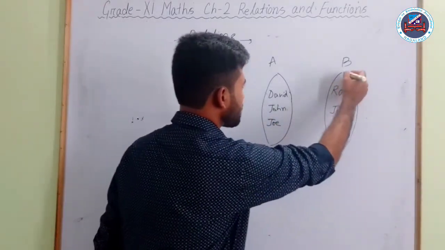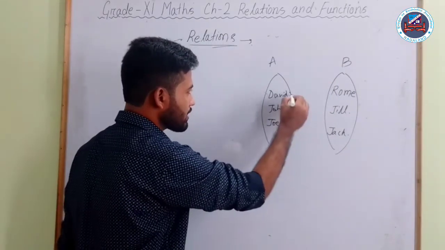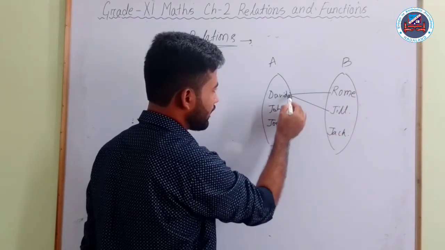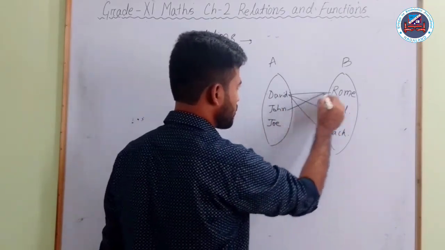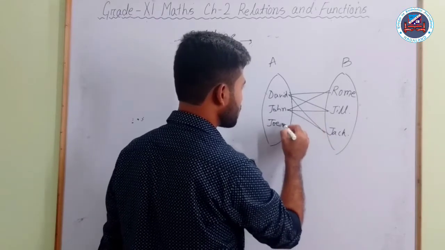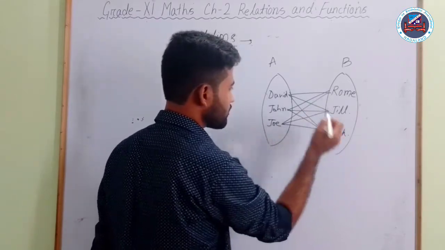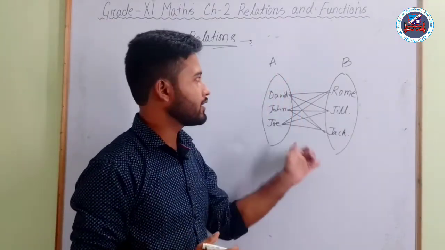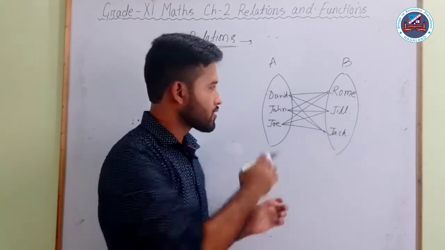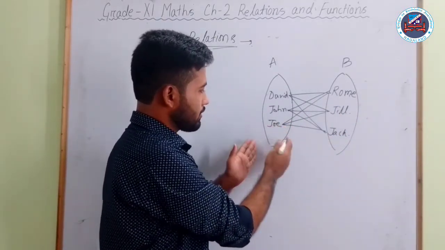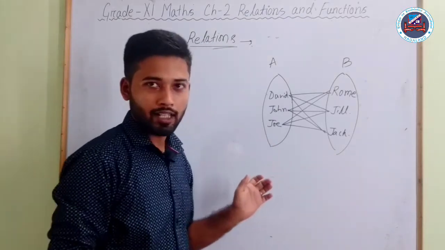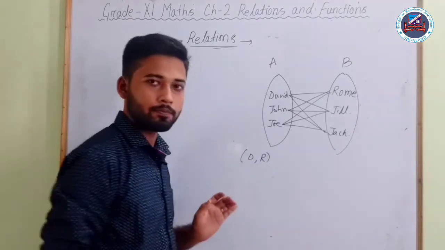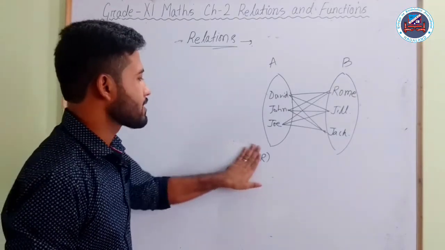So what will be the Cartesian product of A and B? David will be connected to Rome, Jill, and Jack. John to Rome, Jill, and Jack. Joe to Rome, Jill, and Jack. The number of elements of A is 3 and of B is 3, so the total number of elements in the Cartesian product of A and B is 9, isn't it? That means we can form ordered pairs like David and Rome and so on.